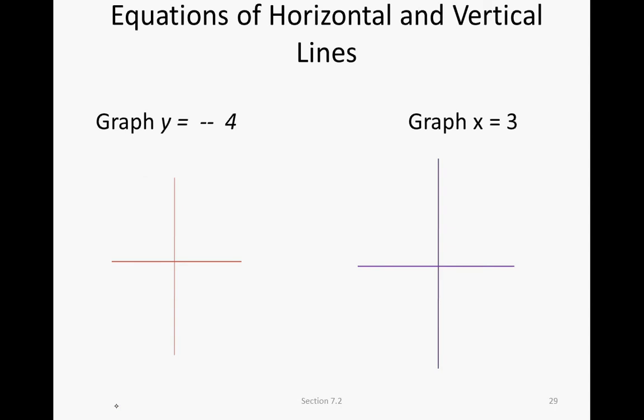So graph these. y equals negative 4 is what that should say. If y is equal to negative 4, every value of y is negative 4. This is the horizontal line at negative 4. x equals 3. Every value of x is equal to 3. This is a vertical line.